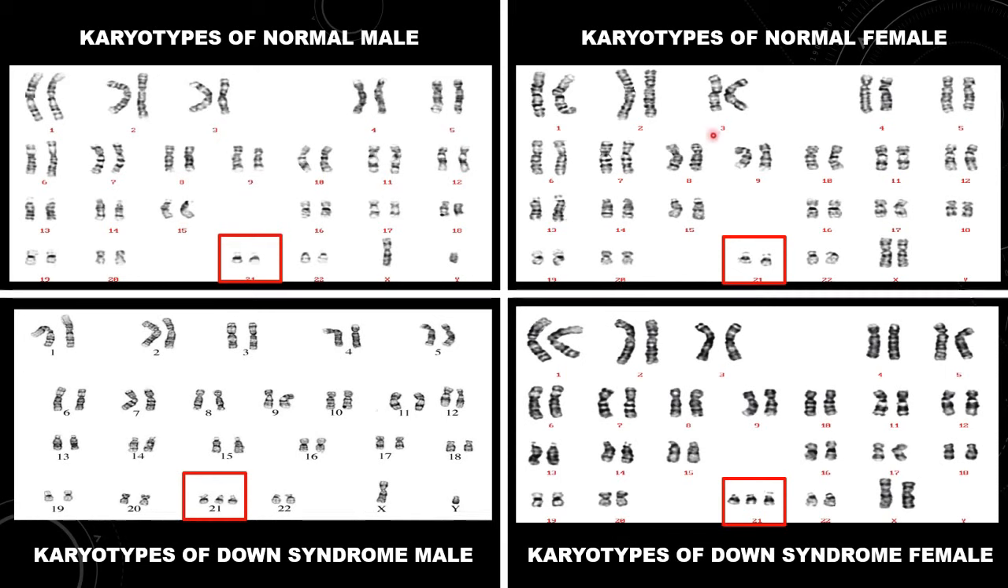The normal human karyotype contains 46 chromosomes, with 22 pairs of autosomal chromosomes and 1 pair of sex chromosomes. But individuals with Down syndrome have 47 chromosomes, which is an extra chromosome at pair 21. There are 3 chromosome 21. This condition is known as trisomy 21.